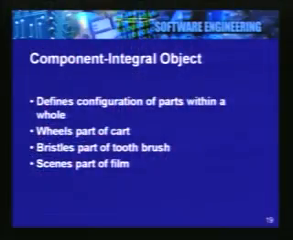So, component-integral object, it defines configuration of parts within a whole. For example, wheels are part of a car, or bristles part of a toothbrush, or scenes part of a film. Since they have a sequence, the configuration has a structure, the wheels are at a particular place, the configuration is important. The bristles part of a toothbrush, the configuration of the bristles in the toothbrush is important.